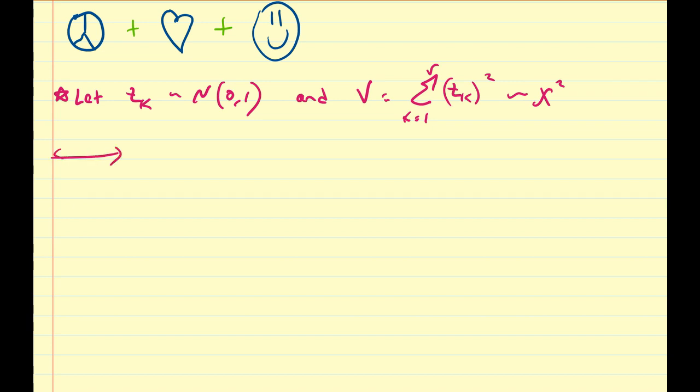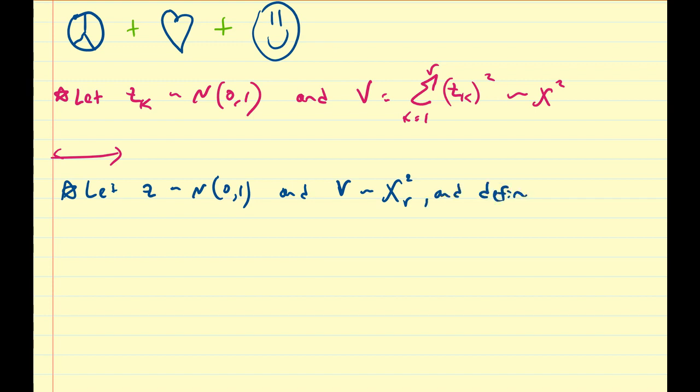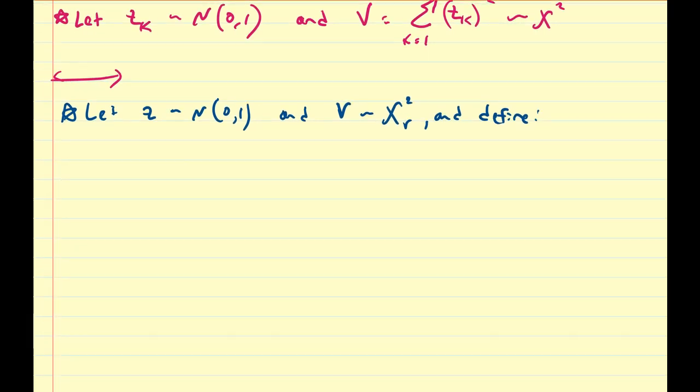Alright, so in this video we're going to define similar things. We're going to let Z be a standard normal random variable, and we're going to let V be a chi-square random variable with nu degrees of freedom. And we're going to define a new random variable, and we're going to call it T. So T is going to be defined to be equal to a standard normal random variable Z multiplied by the square root of the degrees of freedom divided by this random variable V.